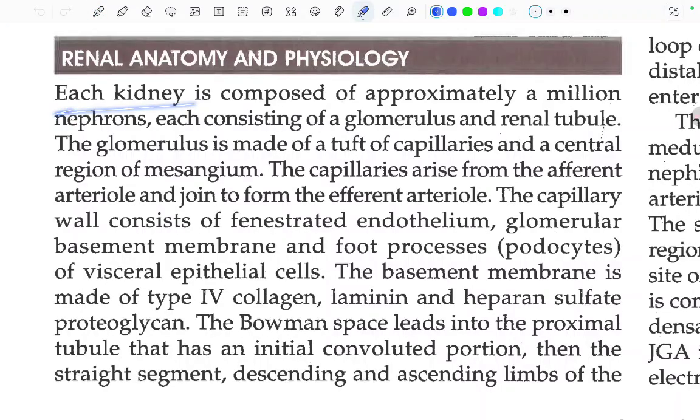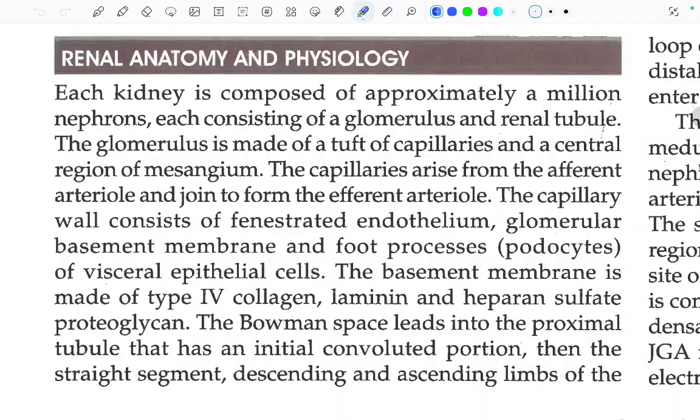Each kidney is composed of approximately a million nephrons, and each consists of a glomerulus and a renal tubule. The glomerulus is made of a tuft of capillaries and a central region of the mesangium. Fine. In the center of the glomerulus there is a tuft of capillaries and mesangium. The capillaries arise from the afferent arteriole and join to form the efferent arteriole.